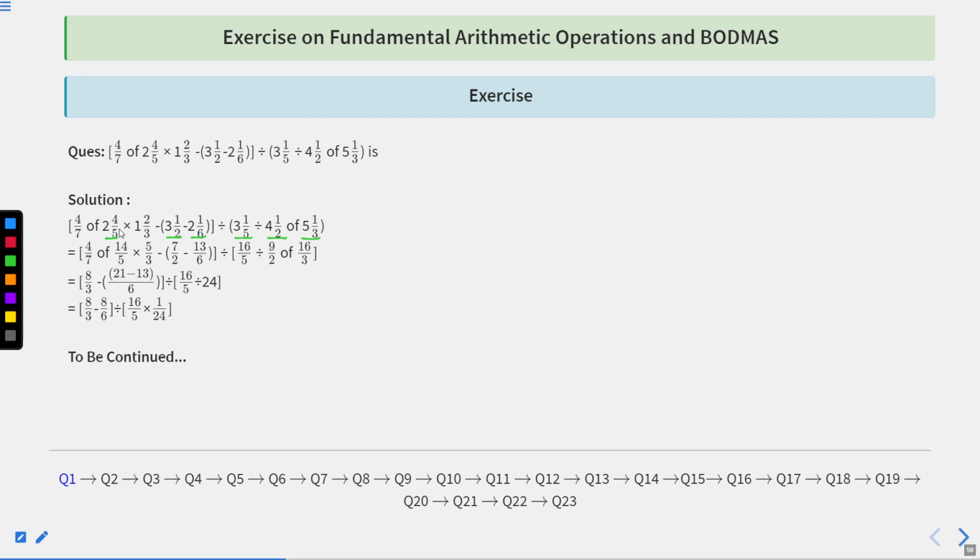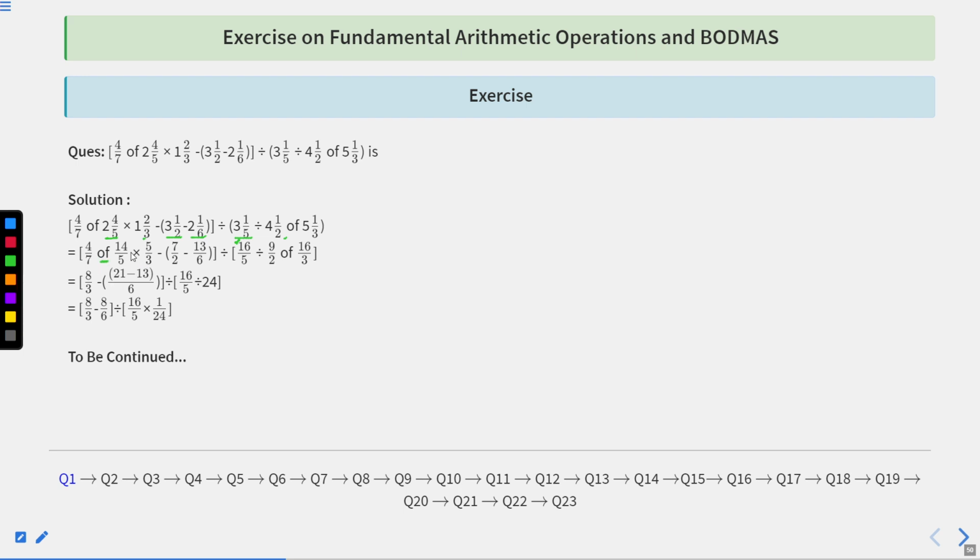They are very scary. So we can write it as 4 upon 7 of 5 times 2, that is 10, plus 4, that will be 14. So 14 upon 5, and this 1 of 2 thirds will be 5 upon 3, and it will be 7 upon 2, 13 upon 6, and this will simplify to 16 upon 5, and this will simplify to 9 upon 2, and this will simplify to 16 upon 3. Now, we are going to solve this of part.